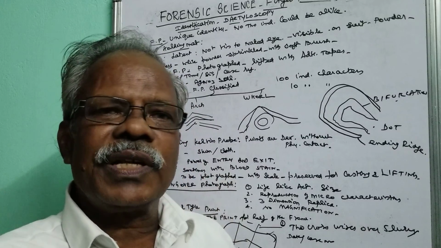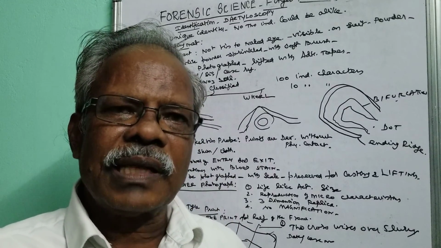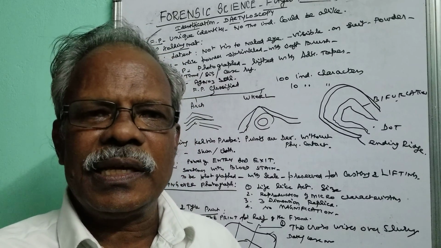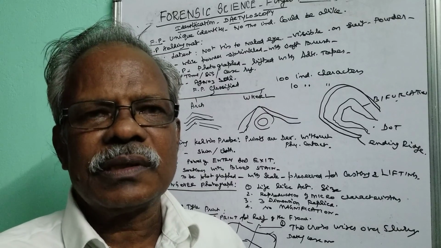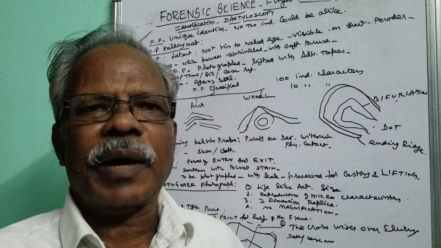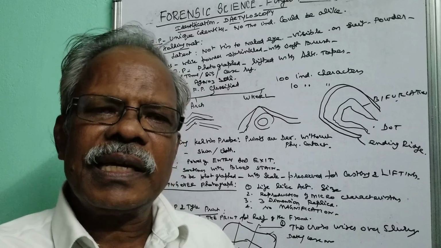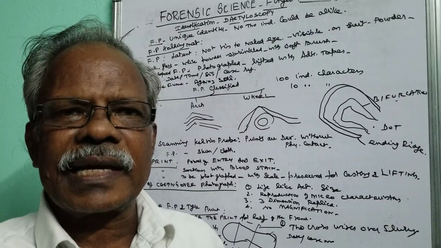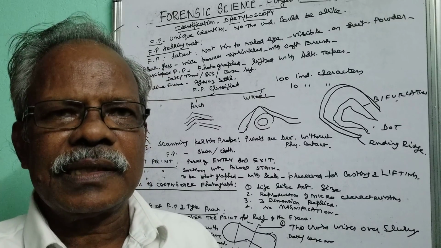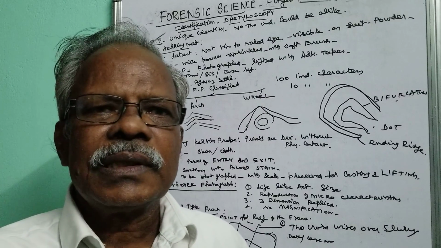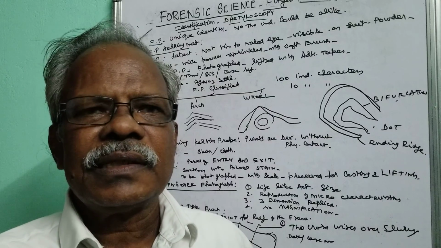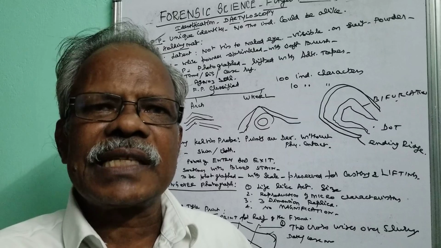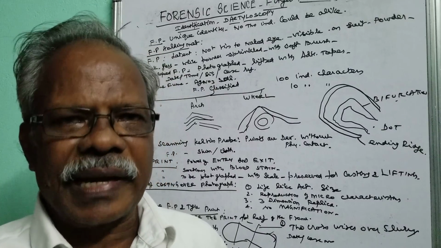Today in this video we are going to discuss forensic science. Forensic science deals with the anatomy of the crime, how the crime happened, and what evidence is left in the crime scene. The accused is identified by means of the various evidences left in the place of crime.